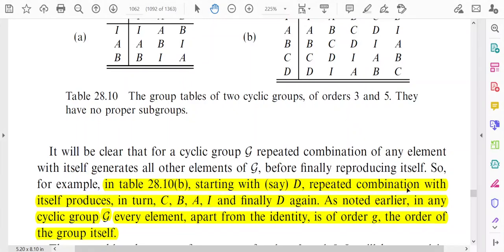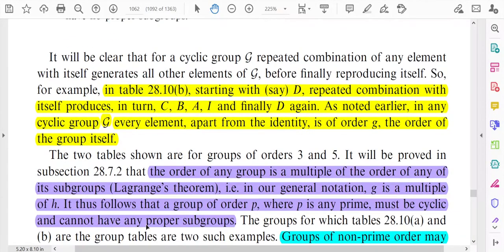As noted earlier, in any cyclic group G, every element apart from the identity is of order small g, that is the order of the group itself. But the point to be noted here is that a cyclic group does not have any proper subgroup. The order of any group is a multiple of the order of any of its subgroups. This is a very important sentence, and this is the statement of Lagrange's theorem, which we will prove later.